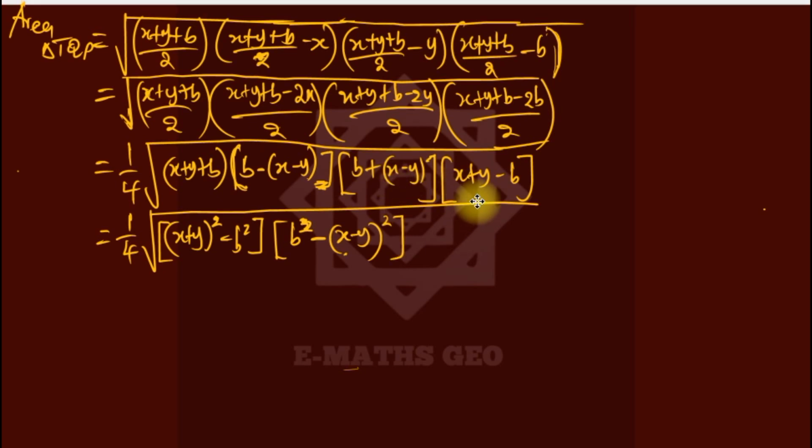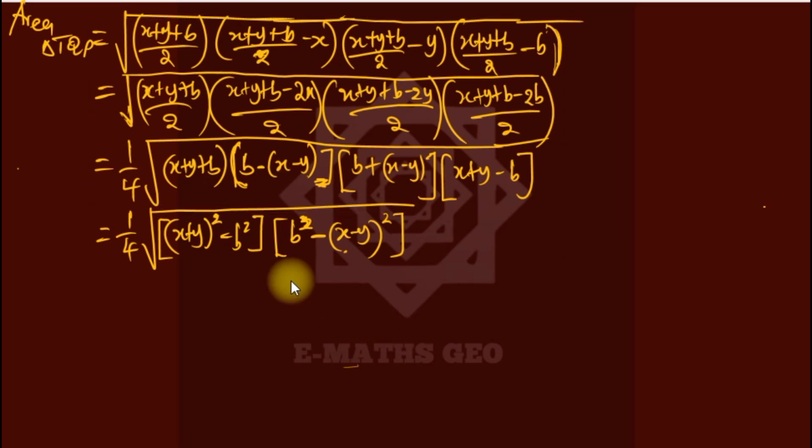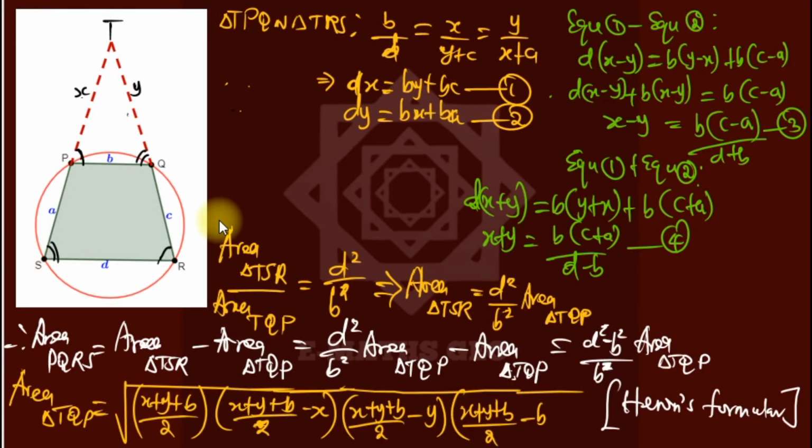And looking at this, we can substitute the values of x plus y and x minus y. If you remember, we've gotten the value as I want to write it in terms of b and c. Do you see it? So that's why we made x plus y and x minus y the subject of the formula. So x plus y is b bracket c plus a over d minus b. Okay.